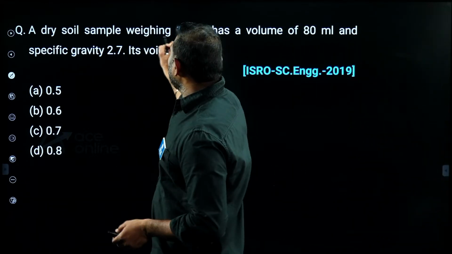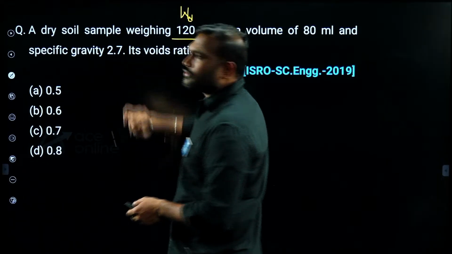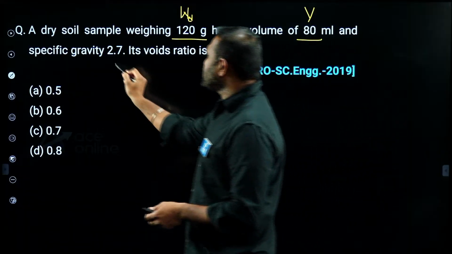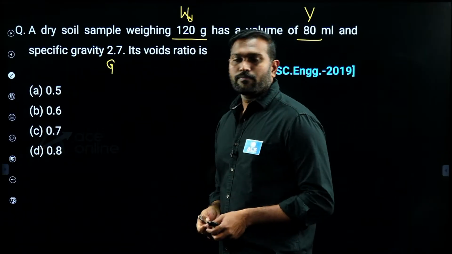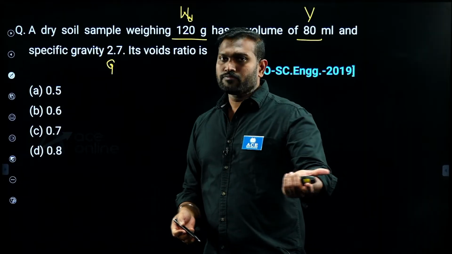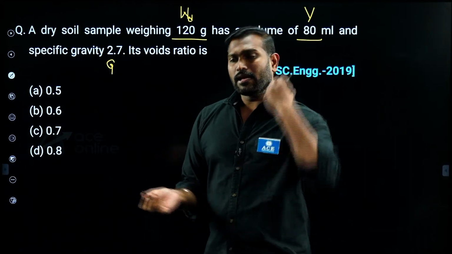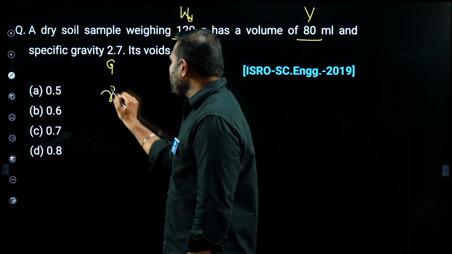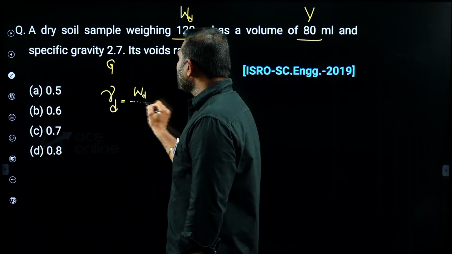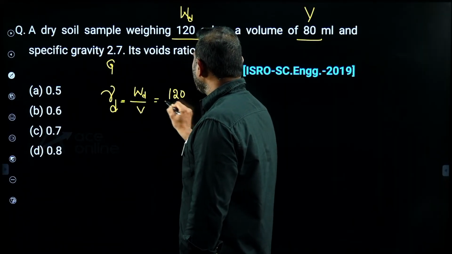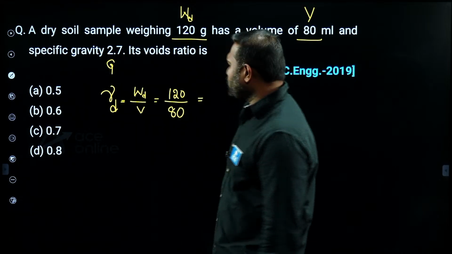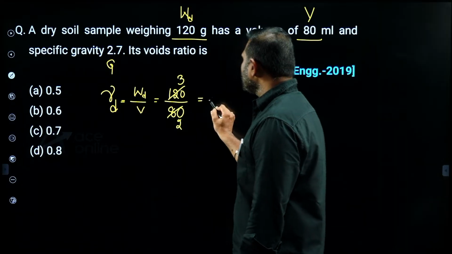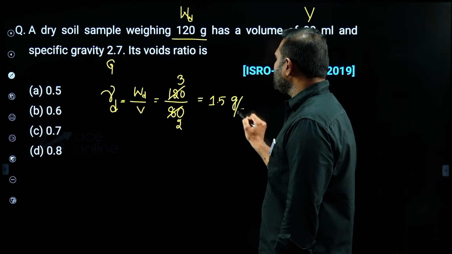A dry soil sample: the dry weight of the soil is 120 grams and the volume is given as 80 ml. Specific gravity is given as G. Then what is the void ratio? It is similar to one of the previous questions where they mentioned the dry density directly, but here instead of the dry density, they mentioned the dry unit weight. So what is the dry unit weight? Dry weight by volume, which is 120 grams by 80. That is going to be 1.5 gram per cc.